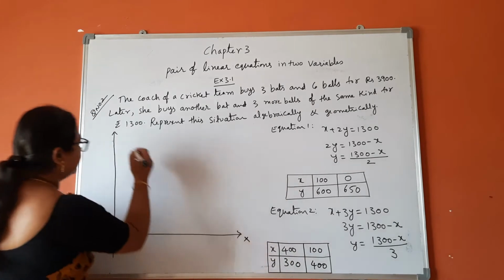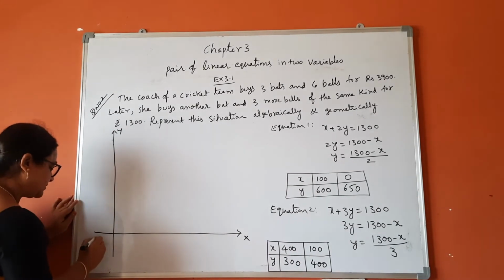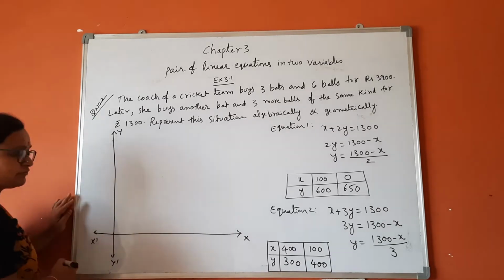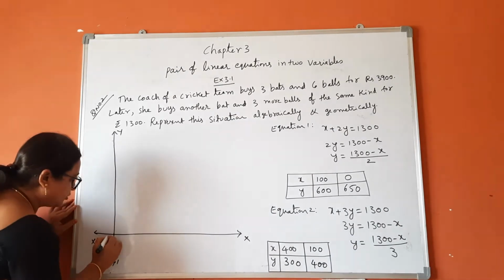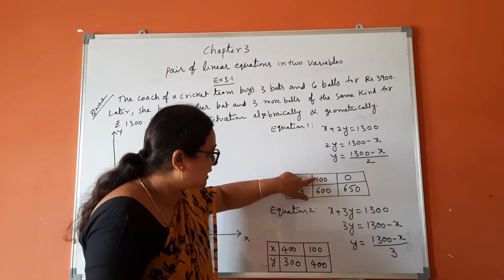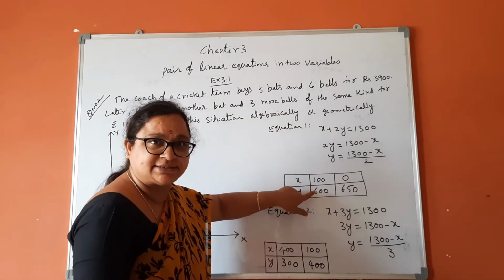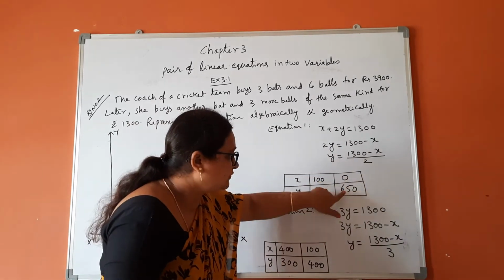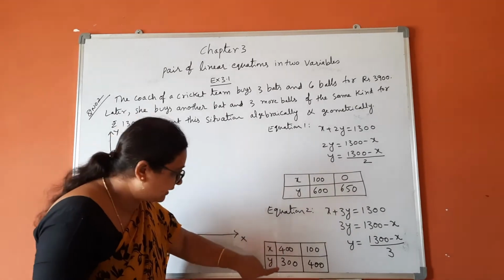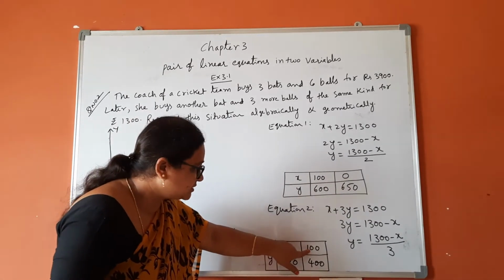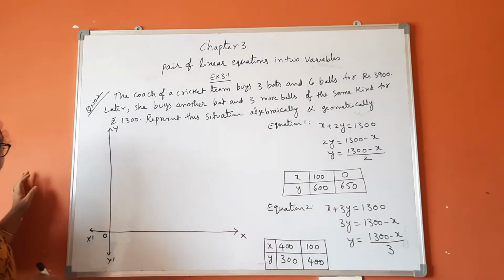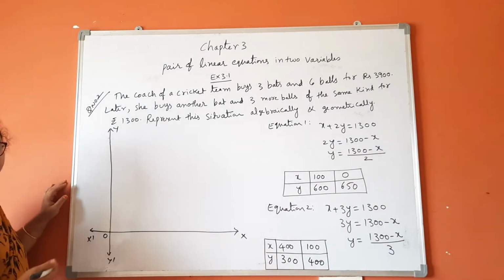So x, y, x dash, y dash, the point of intersection of the coordinate axes, that is the origin. If you see here, in the first case, x coordinate is 100, y coordinate is 600. X coordinate is 0, y coordinate is 650. Here in this case, x coordinate 400, y coordinate 300. Here x coordinate 100, y coordinate 400. So if we take 1 unit as 100, it will be convenient for us.